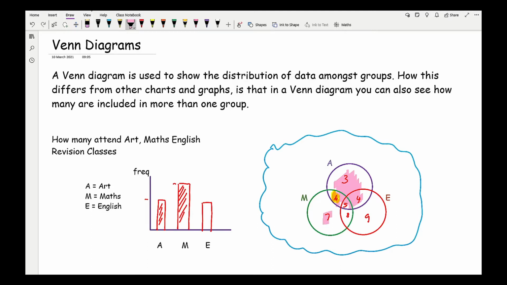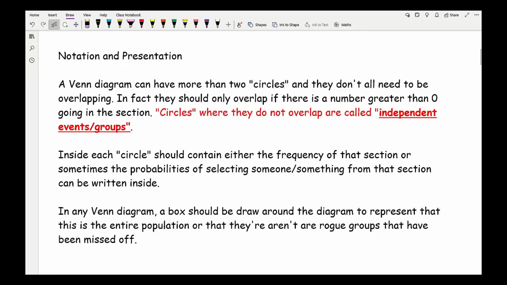So there is a lot of information you can read from a Venn diagram, which is why it has its advantages over a typical chart or graph that you use in statistics. Now, when it comes to notation and presentation, a Venn diagram can have more than 2 circles, and they don't all need to be overlapping. In fact, they should only overlap if there is a number greater than 0 going into that particular section. Circles that do not overlap are what we call independent events or groups.